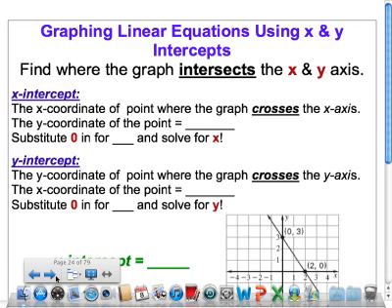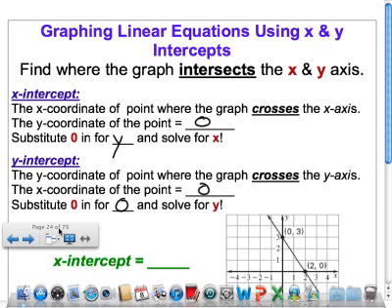Those are your intercepts. The x-intercept is the x-coordinate of the point where the graph crosses the x-axis. The y-coordinate will always be 0. So for the x-intercept, the y-coordinate is always 0, so if you want to find it, you have to substitute 0 in for y and then solve for x, and vice versa for the y-coordinate. The x-coordinate of the point will always be 0, and so if you want to find the y-intercept, you plug in 0 for x and solve for y.